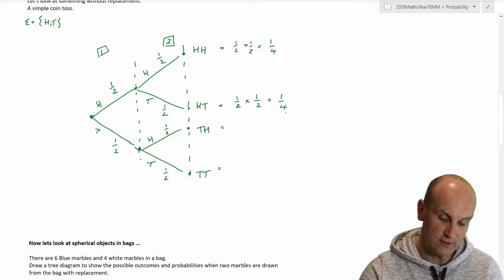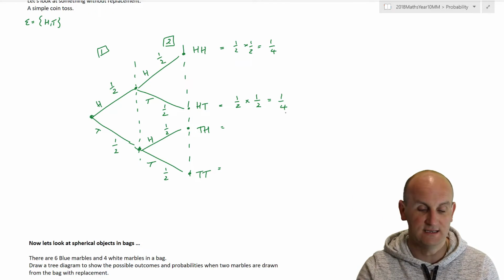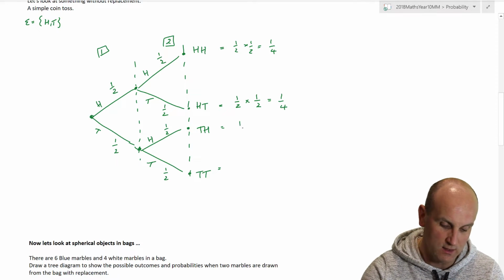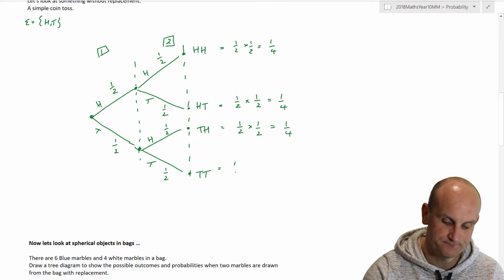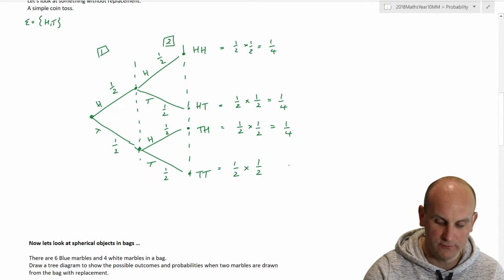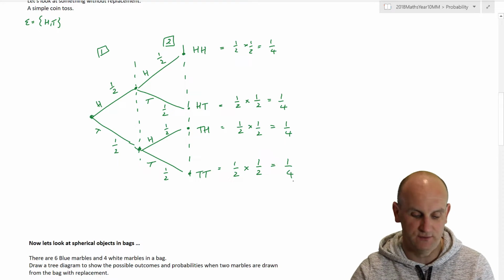Whoa! Tail followed by head, same thing. Just follow the branches along and see what the individual probabilities were. Half times a half, which is a quarter. And hopefully it's no real surprise that once again, that's a half times a half, which is a quarter. Now, some important stuff to notice here.